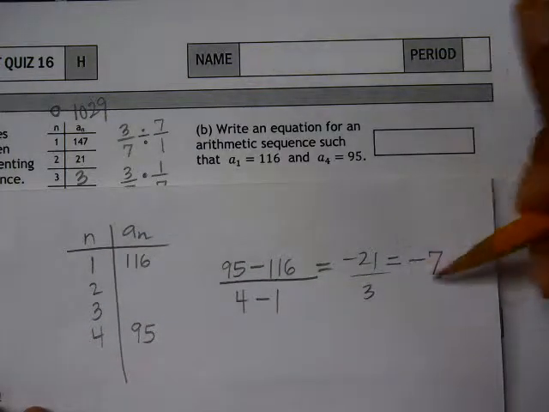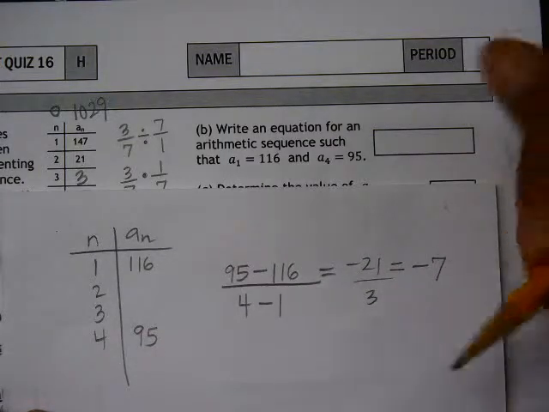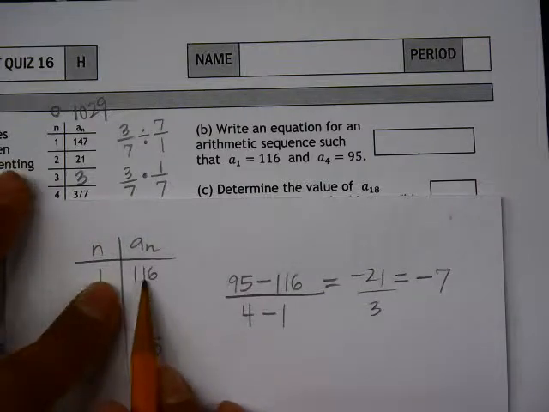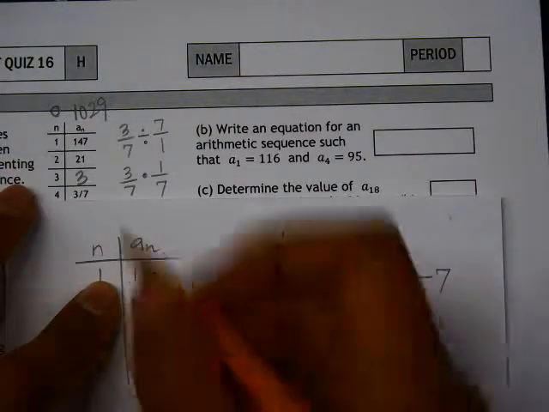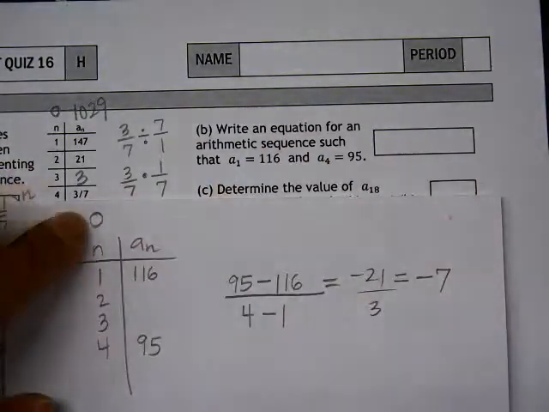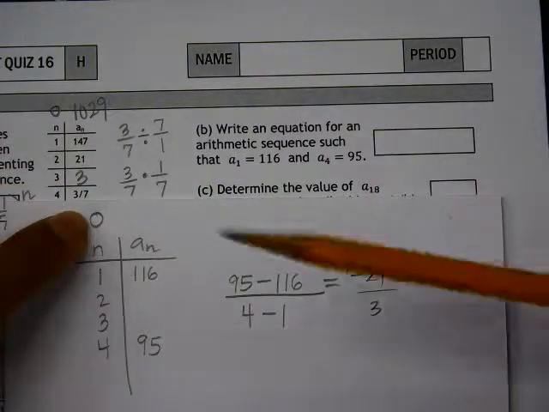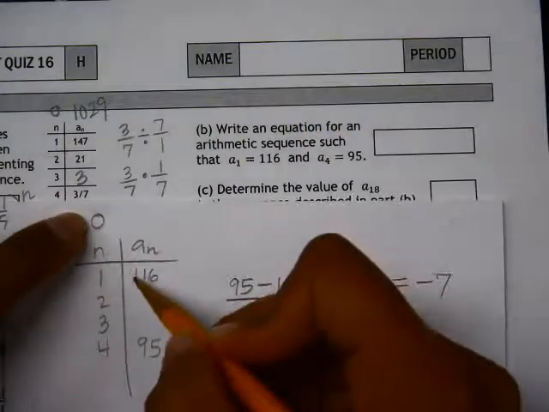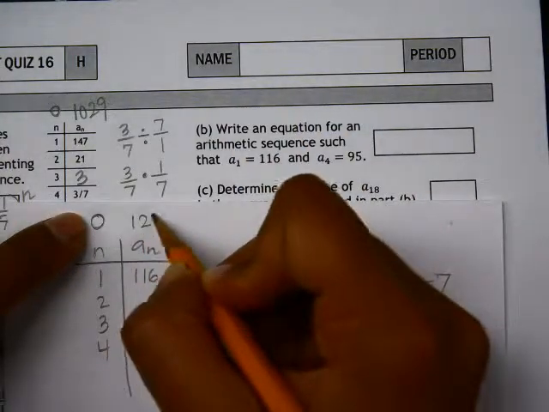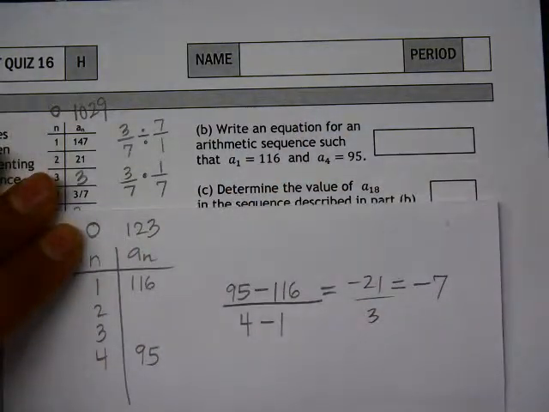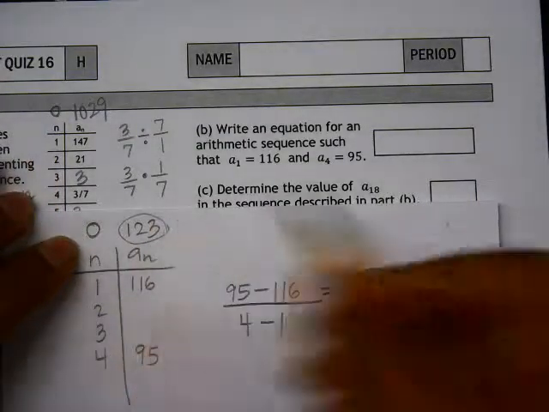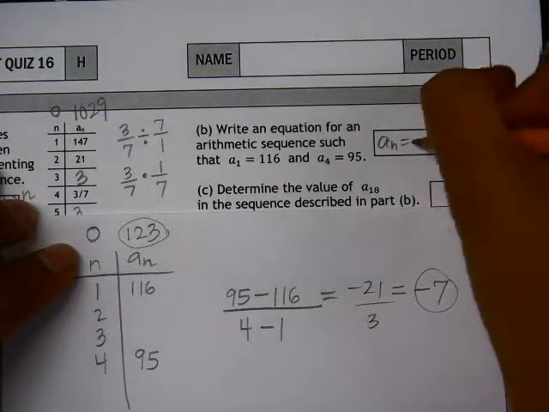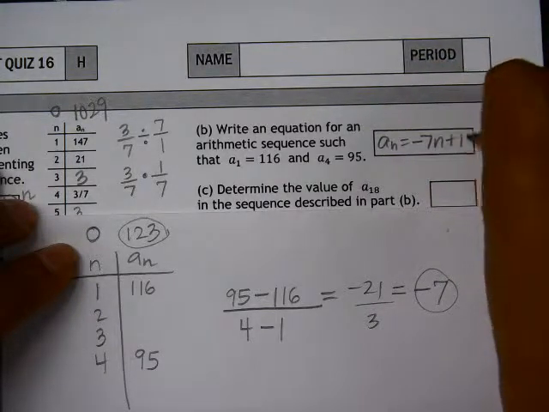So now that I know I have a common difference of negative 7, I still need to know the initial value. N equals 1 has an a sub n of 116. So if I go back to find the 0 term, instead of subtracting 7, I need to add 7. So 116 plus 7 is 123. And now I have both my initial value as well as the common difference. So this would be a sub n equals negative 7n plus 123.